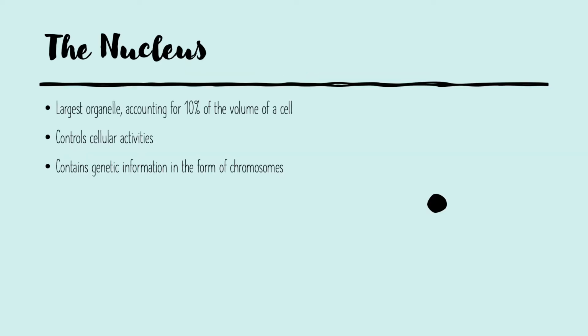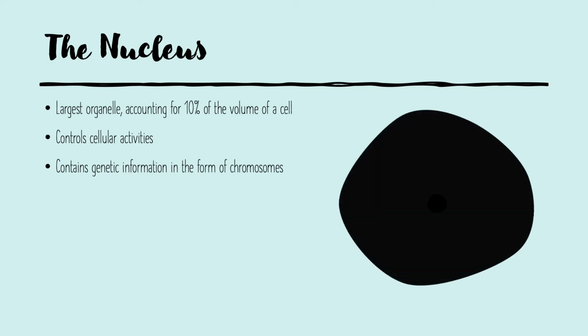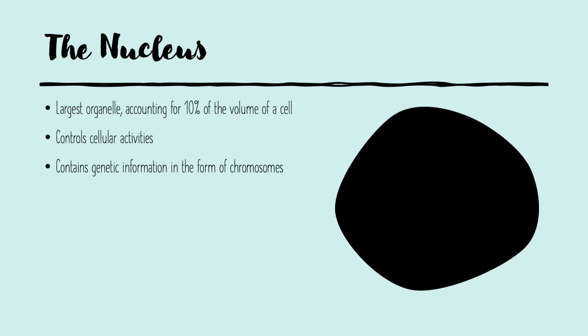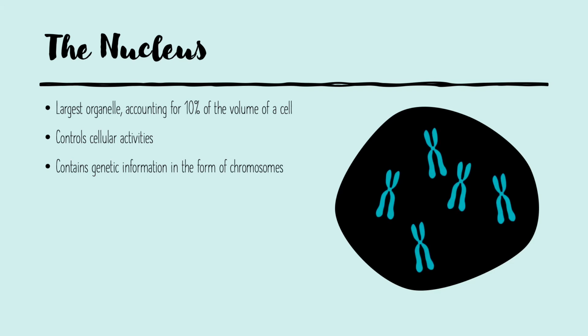Let's start this journey with a recap of the nucleus. It's the largest organelle, accounting for about 10% of the volume of a cell, and we already know it controls the cell's activities and contains some sort of genetic information which acts as instructions for the cell. Now let's dig a little deeper and see how this genetic information is stored in a special structure called chromosomes.